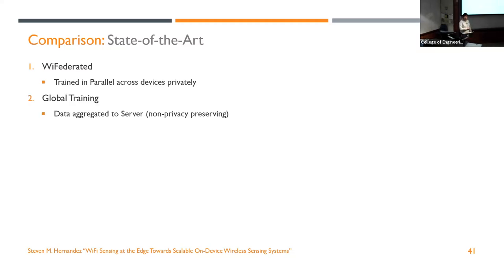Compare that to just global training. In this case, we ask all the devices to take their raw data and send it up to the server for processing, so that's not privacy preserving. The next one is transfer learning: taking that global model to each device and then asking it to post-train, to personalize a bit.